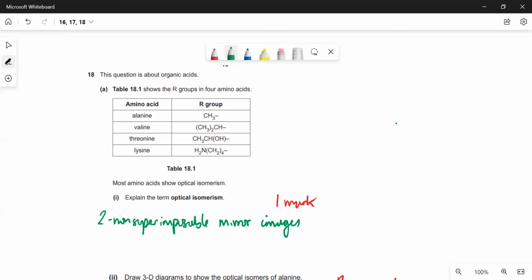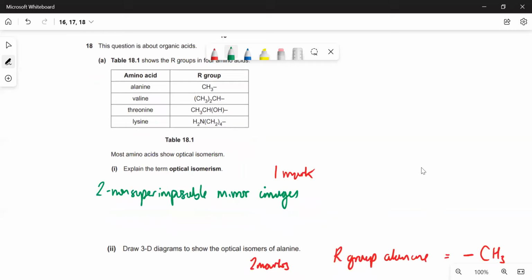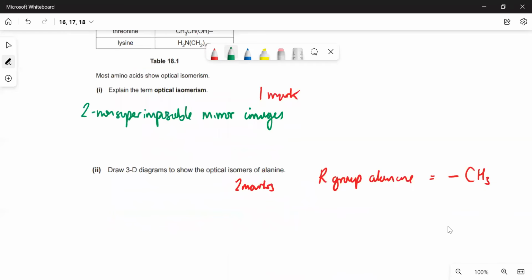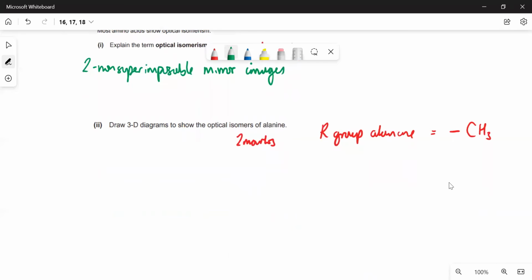And we should draw 3D diagrams to show the optical isomers of alanine, the amino acid. So just to remind us, what are all amino acids like? We have a carboxylic acid at one end, we have an amine at the other end, and here we have the R group, which in the case of alanine is CH3. So the asymmetric carbon here, the one that gives rise to optical isomerism, is this one here, because you've got 4 different groups attached to it.